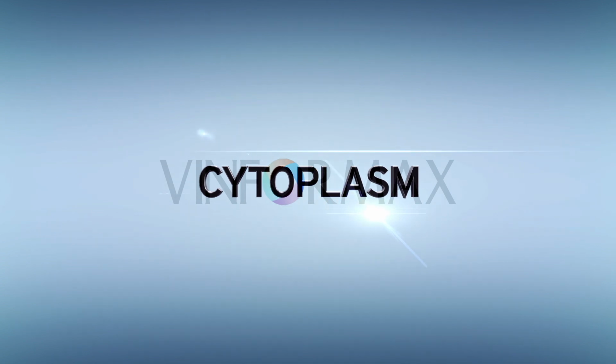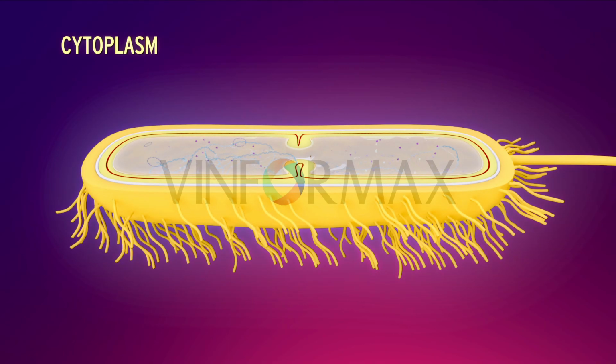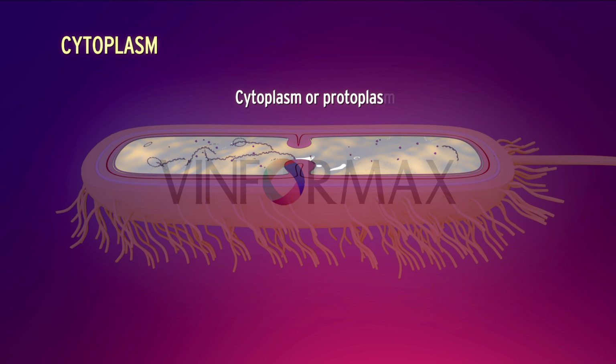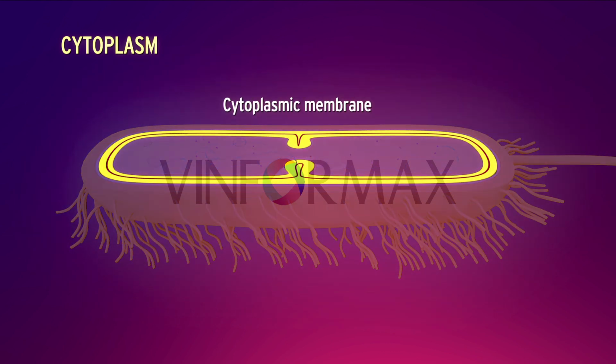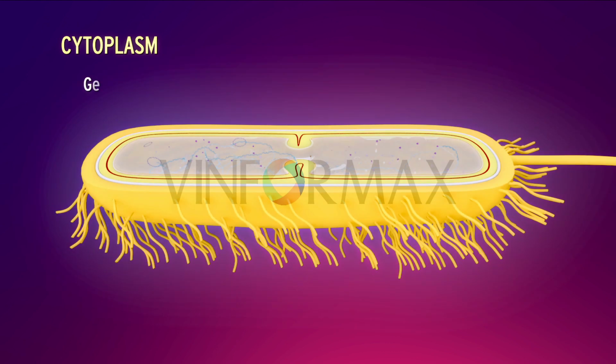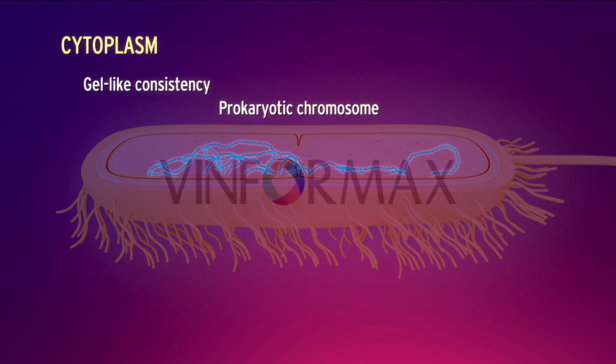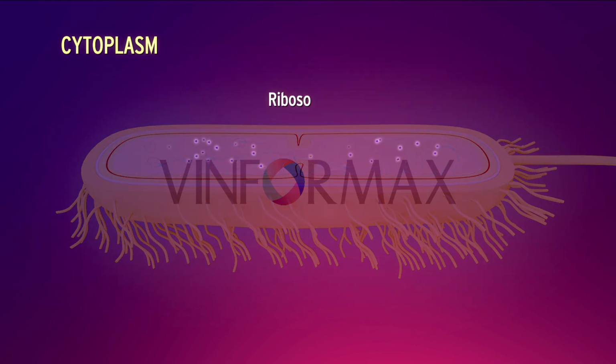Cytoplasm. The cytoplasm or protoplasm is the portion of the cell that lies within the cytoplasmic membrane. It is gel-like in consistency and includes the prokaryotic chromosome and ribosomes.